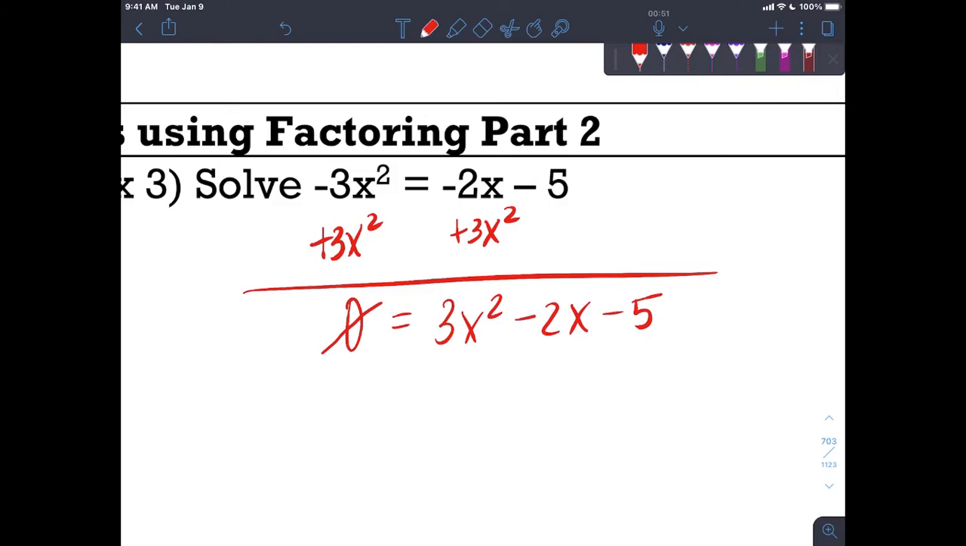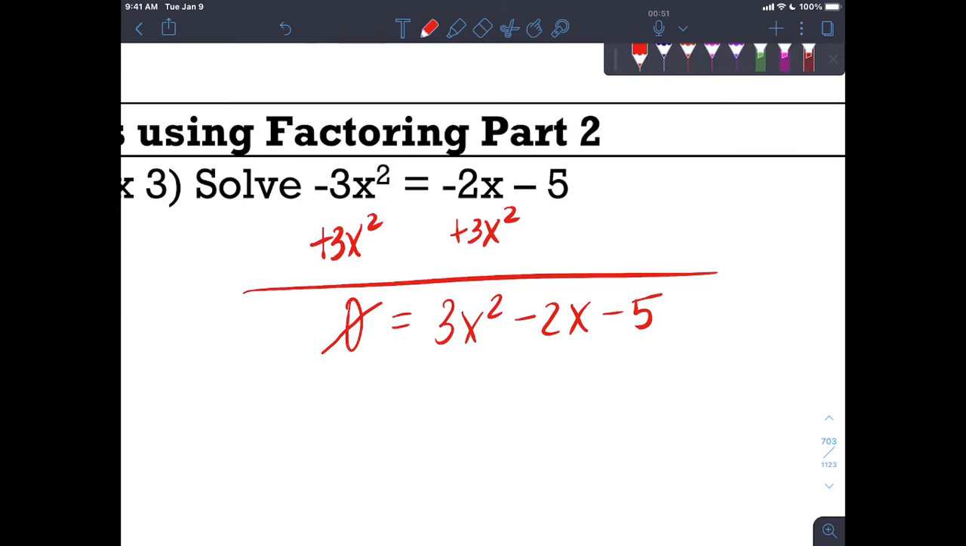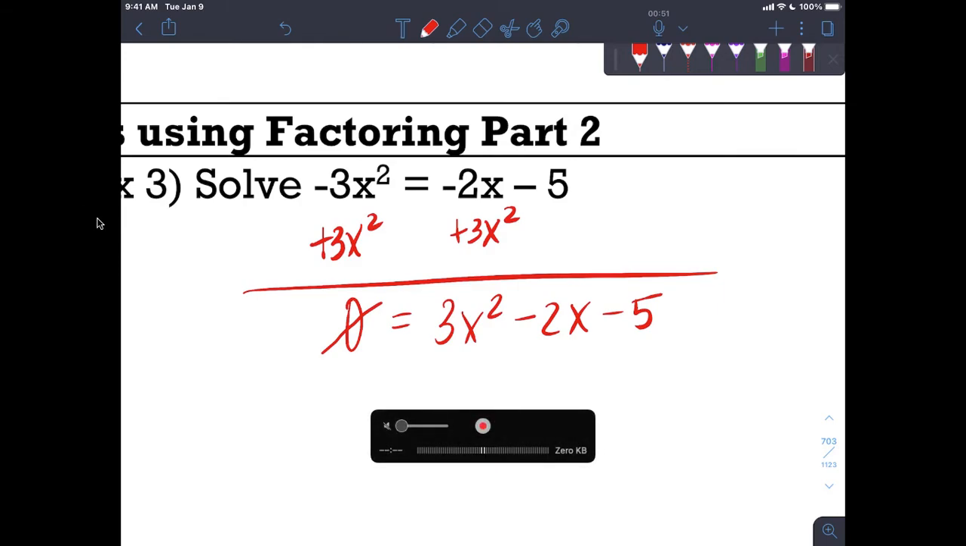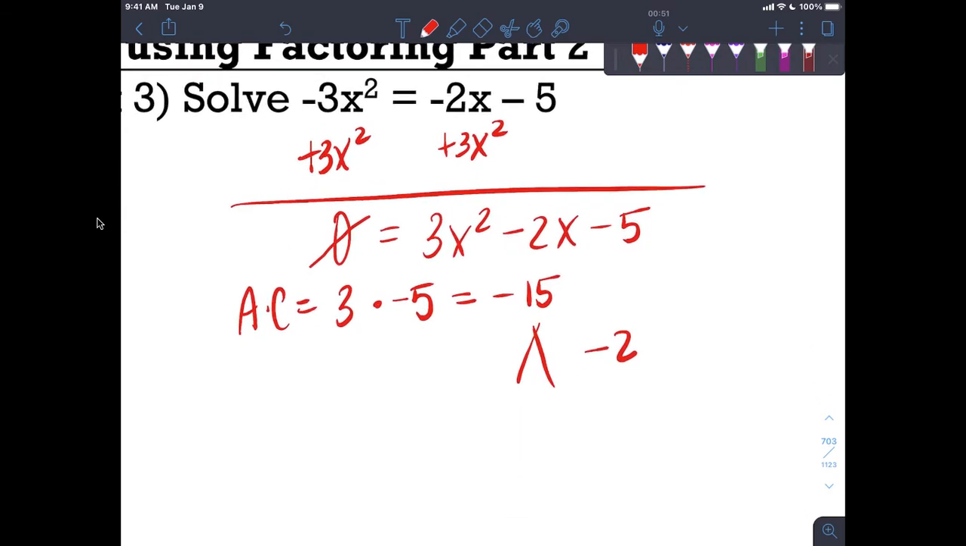All right, so now that I have this, I can go ahead and start factoring. So first thing I want to do is multiply a times c, 3 times negative 5, negative 15, and I need two numbers that will multiply together to give me negative 15. However, they need to add together to give me negative 2, implying there's at least one negative number, and the negative number has got to be larger.